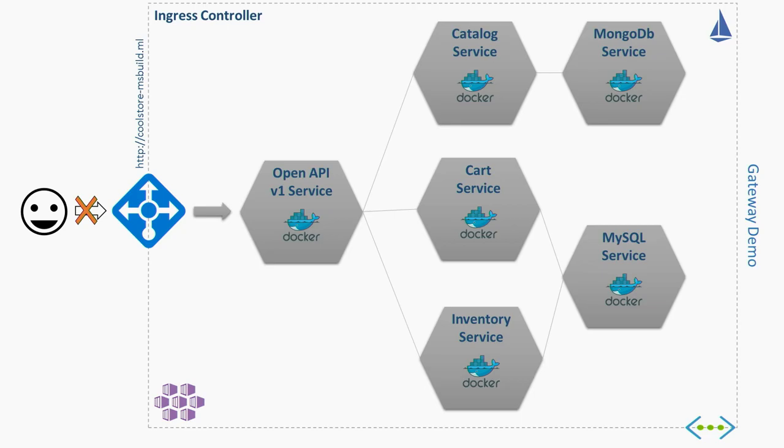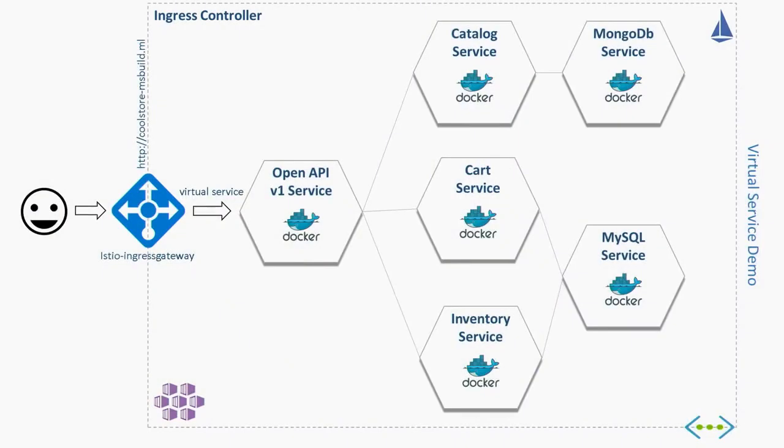Now we will configure the virtual service so that we can see the routing work correctly after this demo. We call that the virtual service, and in this setup we need some virtual services that sit behind the load balancer, and it routes directly to the open APIs and downstream to all the microservices behind that. So let's go back to the demo again.